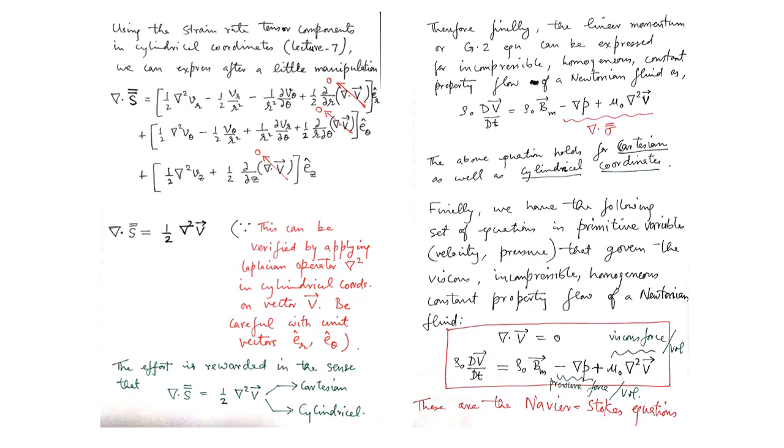fluid as rho naught, then material derivative of velocity, which is nothing but the particle acceleration, is equal to rho naught times the body force intensity per unit mass. So the three types of forces are on the right, and the left side simply says mass into acceleration, of course on a unit volume basis.